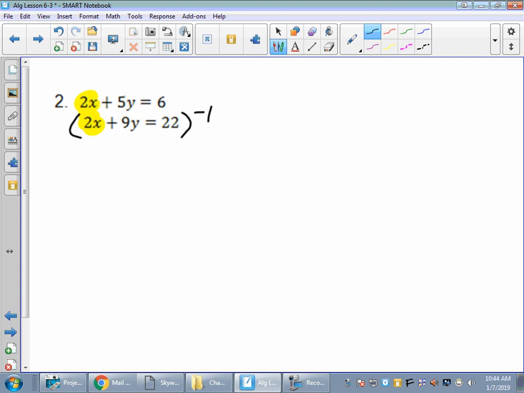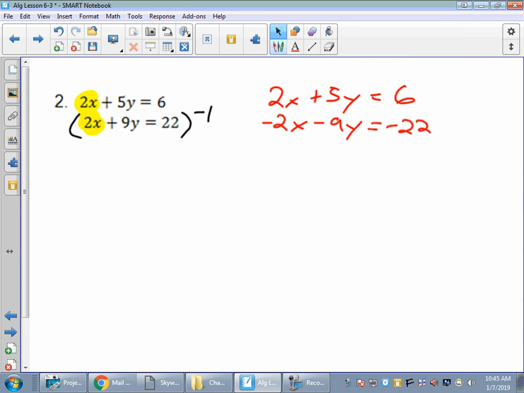Okay? So I'm going to rewrite my equations here. And I'm going to say it's the first one. Nothing changed on the first one. So it's 2x plus 5y equals 6. And the second one now, multiplying by a negative 1, it's going to be 2 times a negative 1 is a negative 2x. 9 times negative 1 is going to be a negative 9y. So we change both of those signs. And we've got a 22 times a negative 1 is going to equal a negative 22. That's the most common mistake, is they forget to multiply the other side by the negative 1 too. You got to multiply everything by the negative 1.